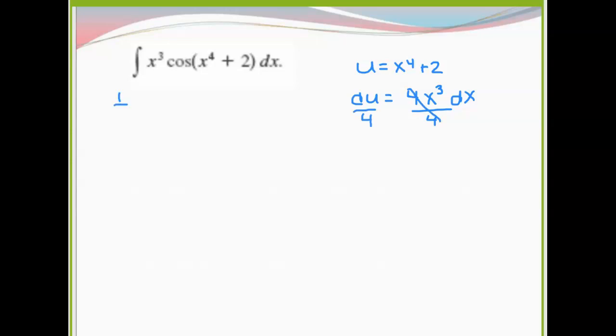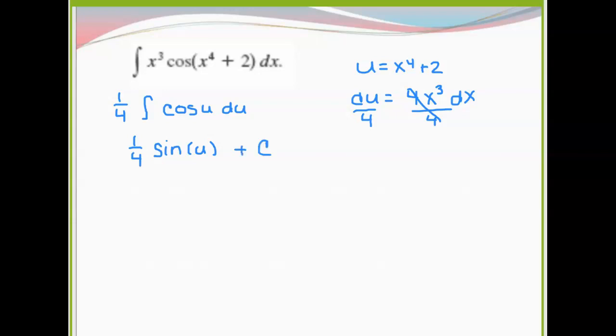So you pull out your constant 1/4. X cubed dx gets replaced with du. X to the fourth plus 2 gets replaced with u. And we get cosine u du. Antiderivative of cosine. The derivative of what is cosine? Derivative of sine gets you cosine, so antiderivative of cosine is sine. So it's 1/4 sine u.